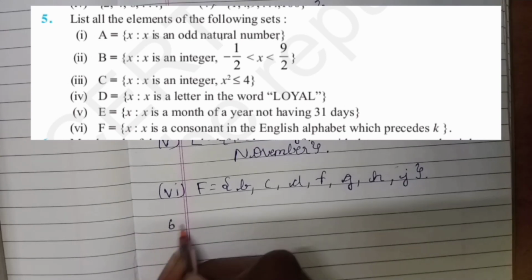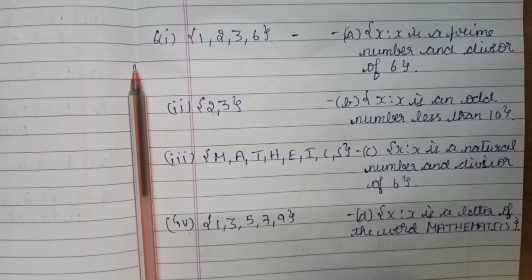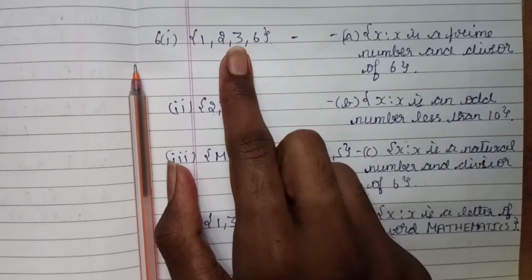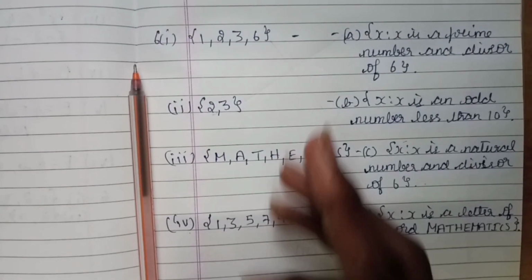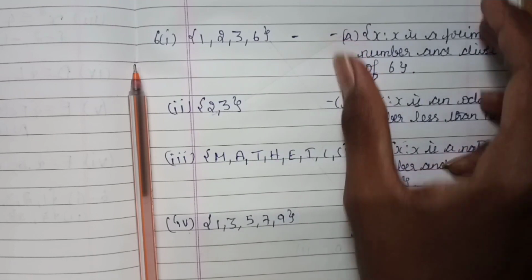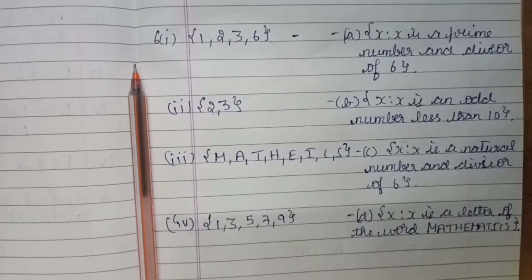Okay, sixth question. Match each of the sets on the left in roster form with the same set on the right described in the set builder form. Okay guys, we'll move to the sixth question. 1, 2, 3, 6. This side a set is represented in roster form. Here it is represented in set builder form.